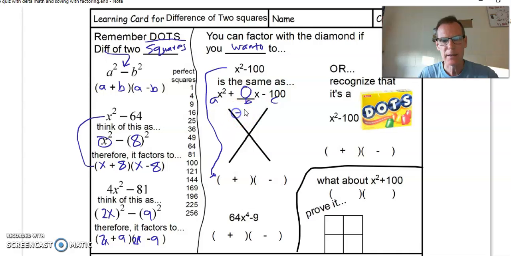A times c in this case is negative 100, and the b value for the basement is 0. Two things that multiply to give 100 are 10 and 10, but for negative 100 it is negative 10 and positive 10. Therefore, you would break this up as x squared plus 10x minus 10x minus 100, all right?